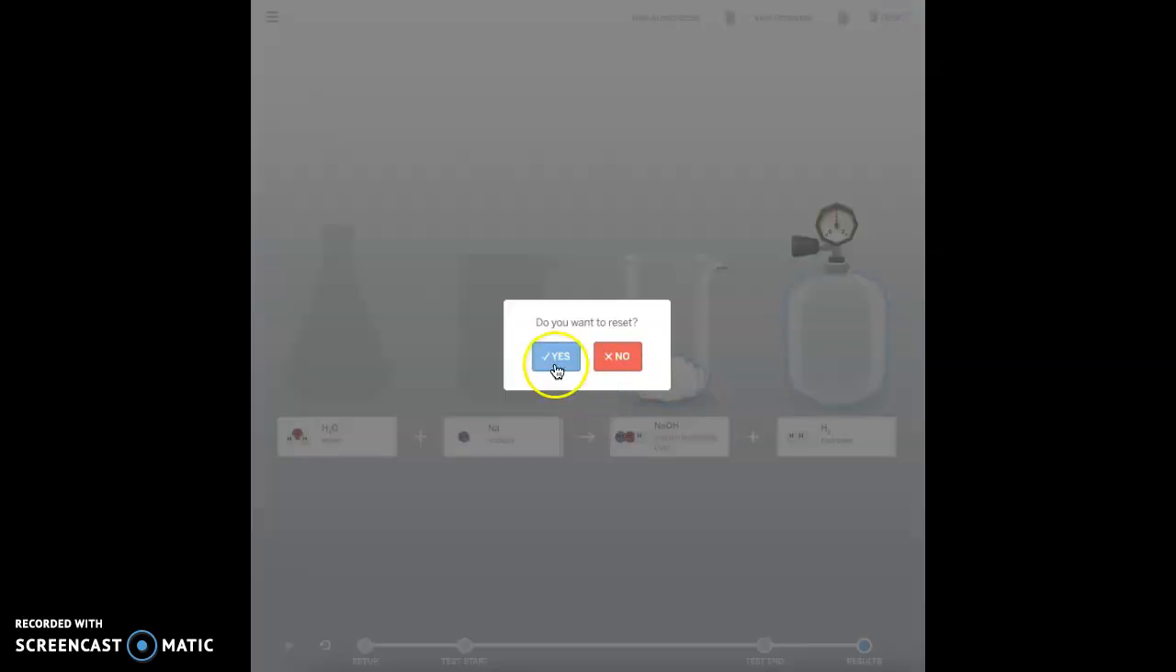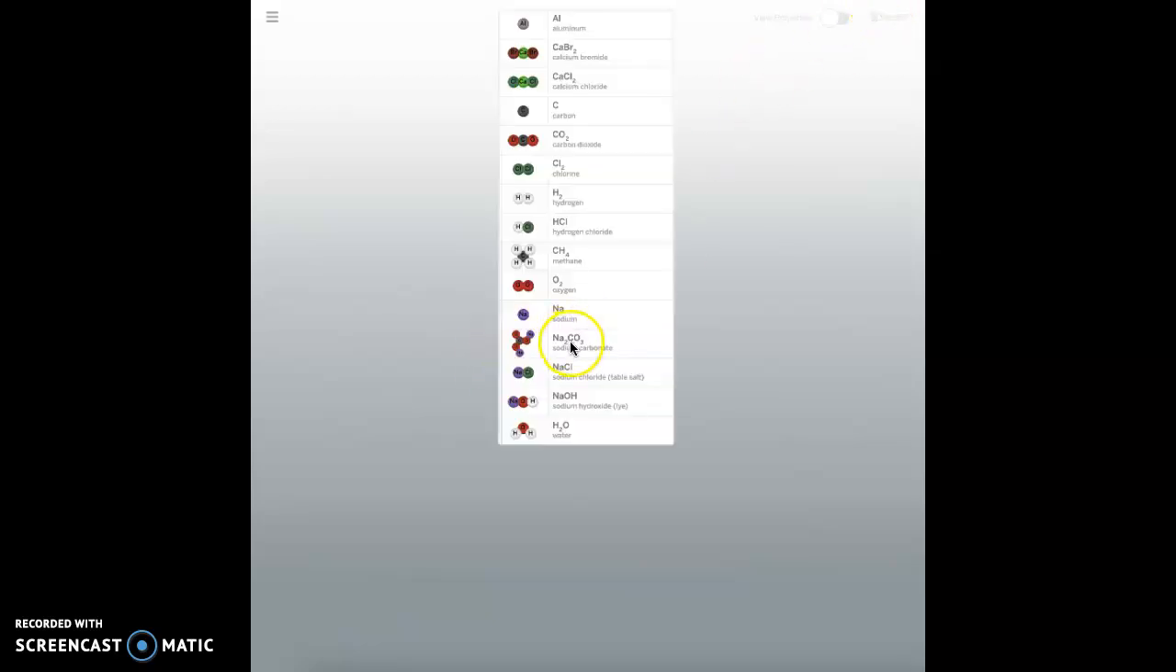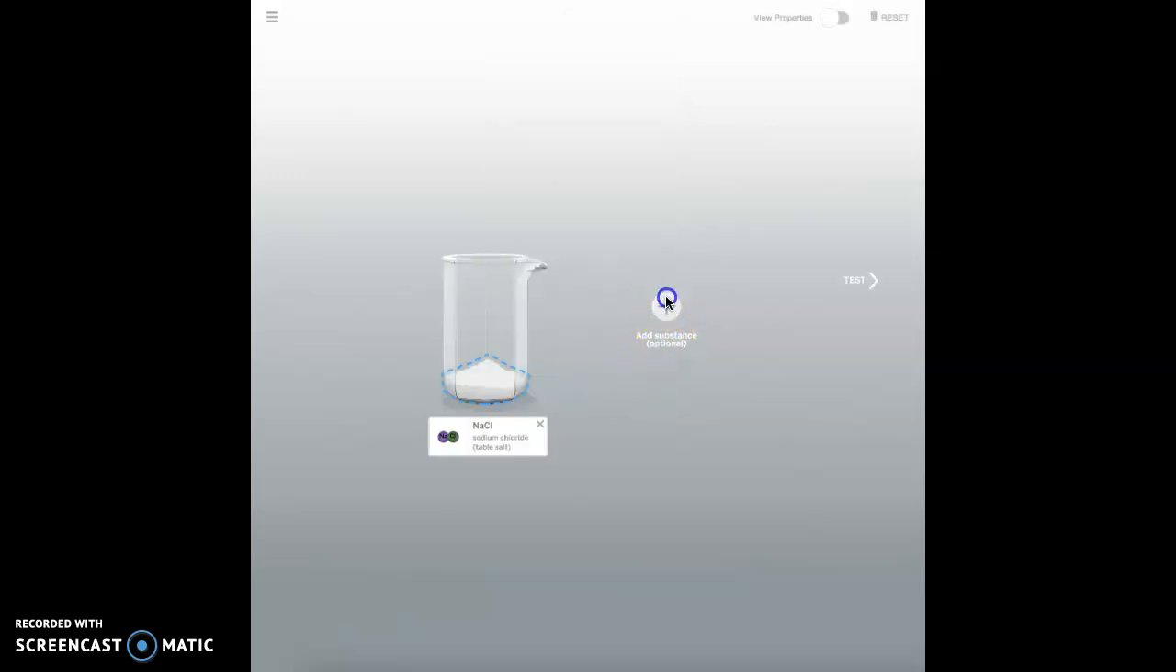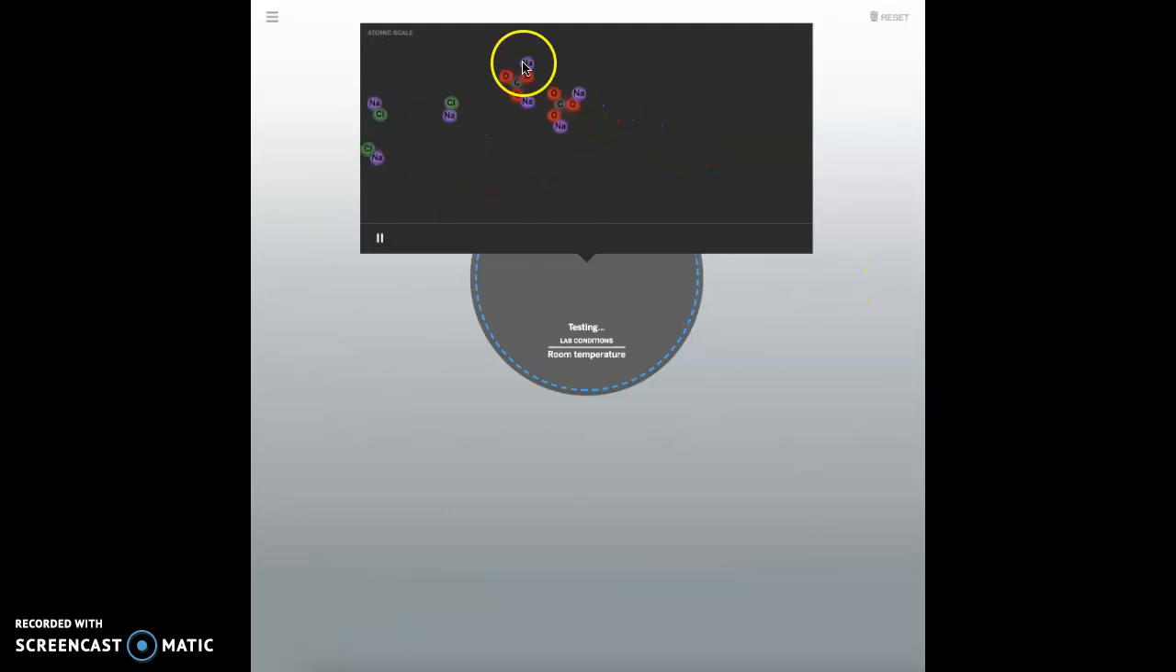Let's reset. Question number 4 says, what happens when we combine sodium chloride, NaCl, with sodium carbonate? So let's add those two. Sodium chloride, NaCl, or table salt, and Na2CO3, which is sodium carbonate. Let's observe what happens when those two combine together. Look carefully. You can see the sodium carbonate molecule right here, the red and purple and gray, and then you have the NaCl, the purple and green. Watch what happens as they interact with each other.